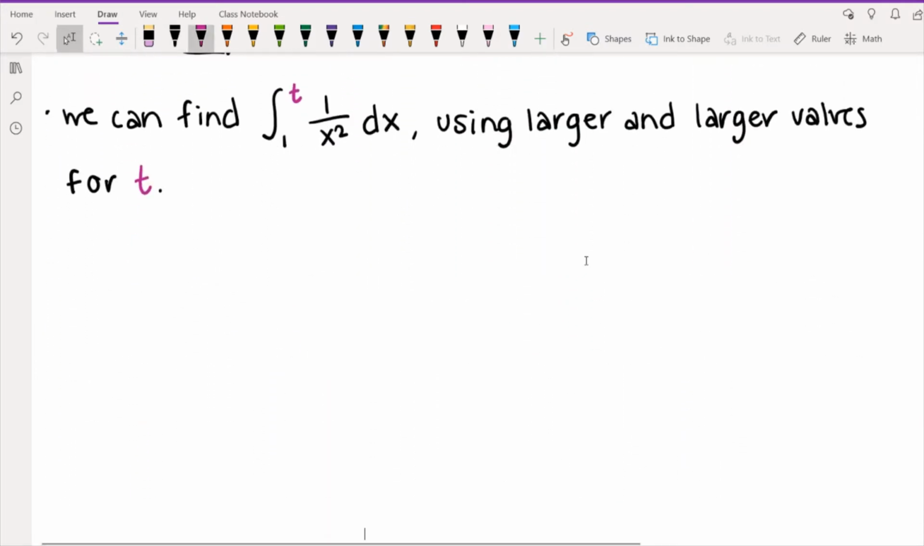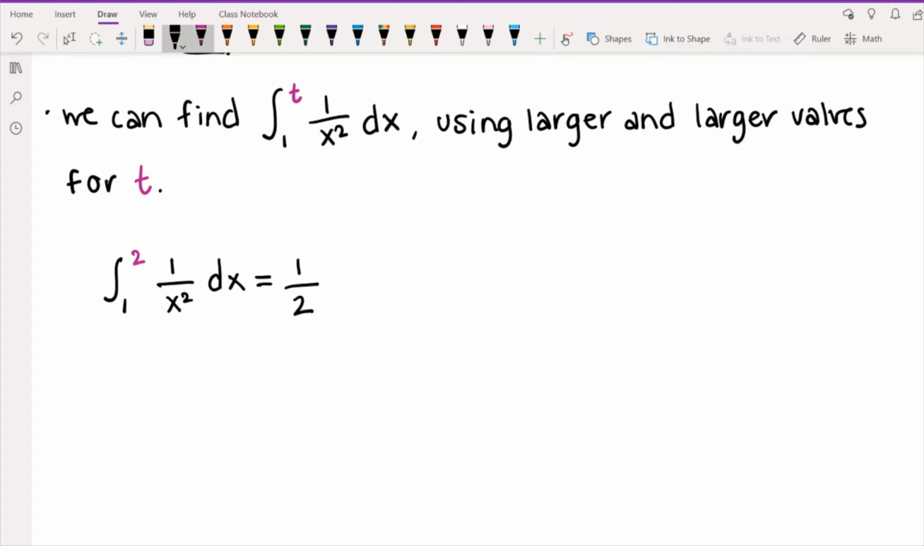So as we mentioned, we already found the one from 1 to 2, so let me just write that one down since we had it up there. We found that the integral from 1 to 2 of 1 over x squared dx was equal to 1/2. So now let's do the integral from 1 to 5 of 1 over x squared.